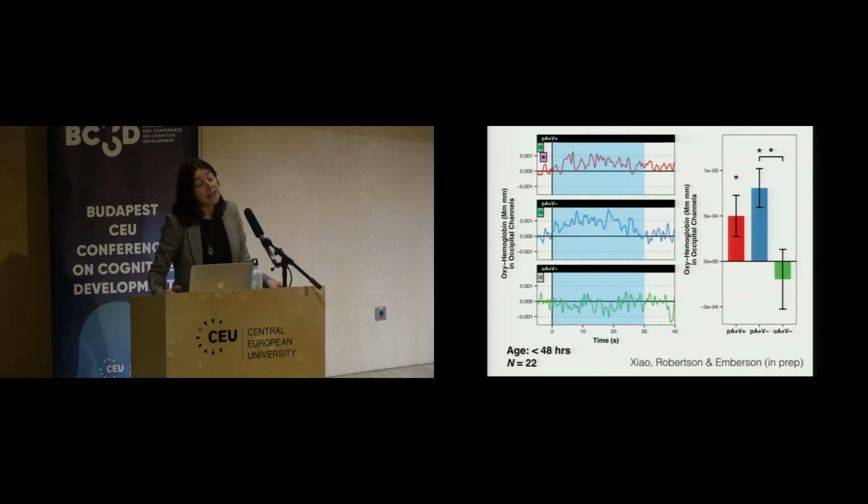So qualitatively, this is the same as what we see in the 6-month-olds, suggesting that in the first 48 hours after birth, babies have this type of availability, of flexibility to their visual systems, even though they haven't received a lot of detailed visual input yet, suggesting this might be part of the machinery that babies come into the world with.